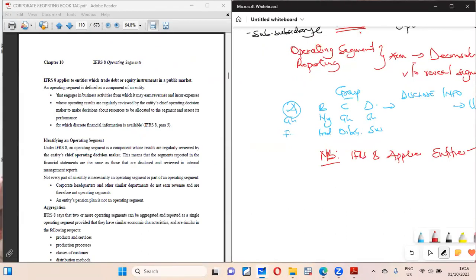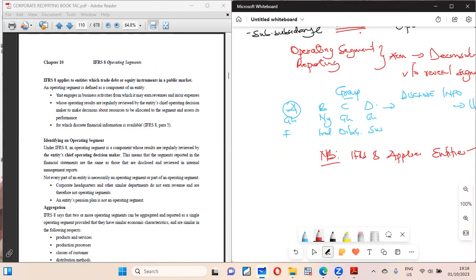So now, what then is an operating segment? An operating segment is a component of an entity, as I've stated here, that trades its debt or equity instruments in the public market. Operating segment is defined as a component of an entity, I mean a component of a group. And that component of that group, number one, engages in business activities which generate revenue and also incur expenses.